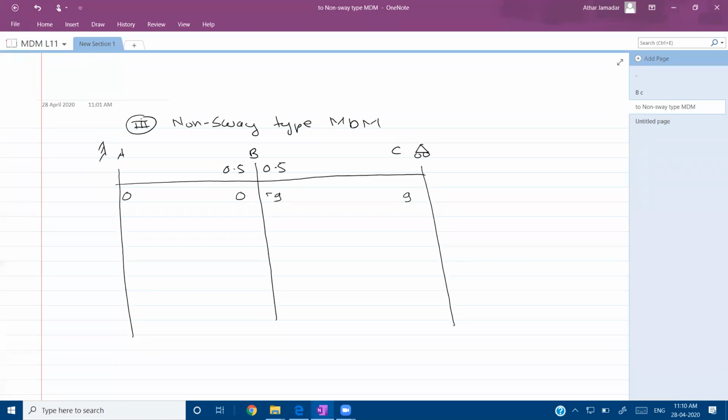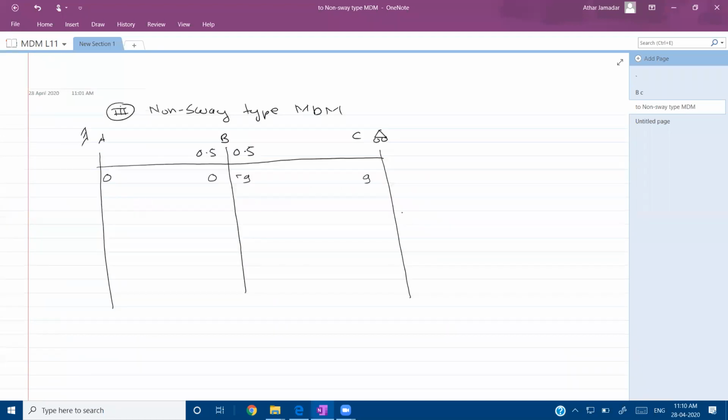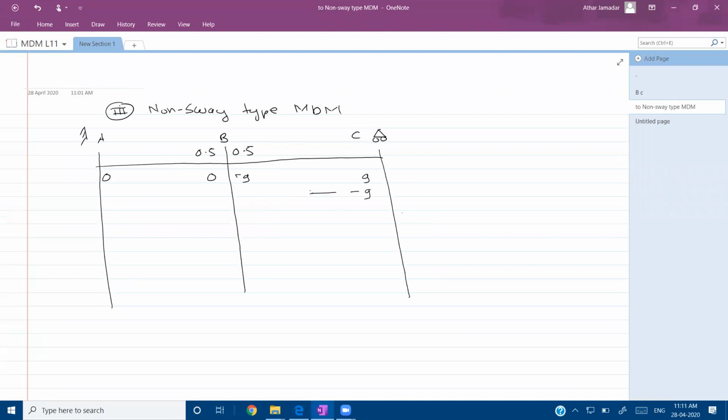So we know that support C is roller supported. So here we have to apply end correction. So the -9 moment should be added. Half of that should be carried over to the nearest support. So -4.5.